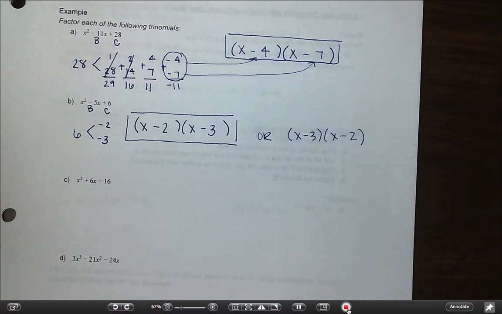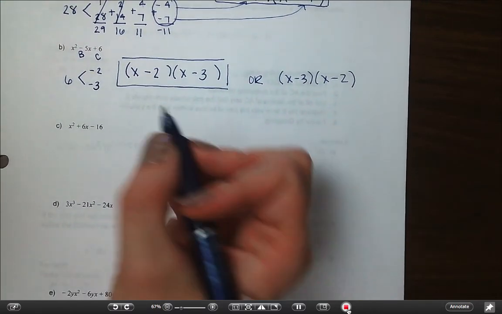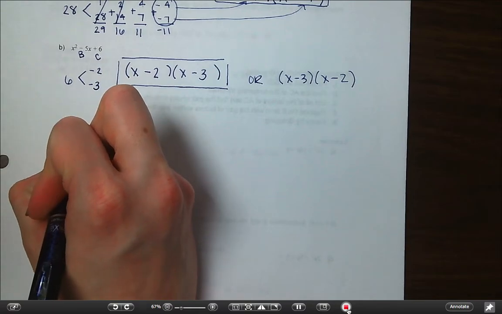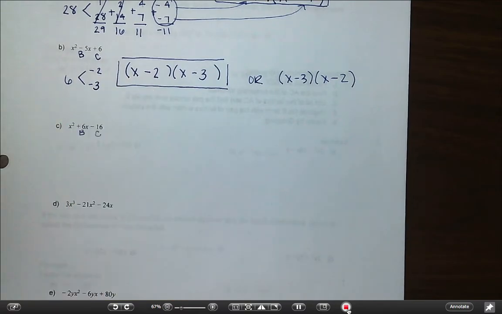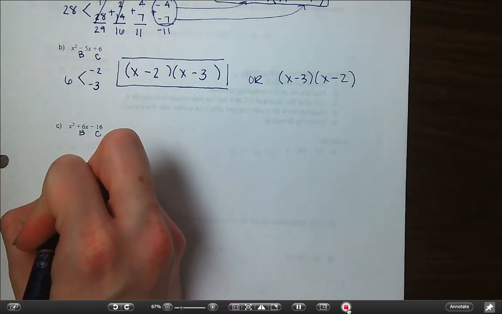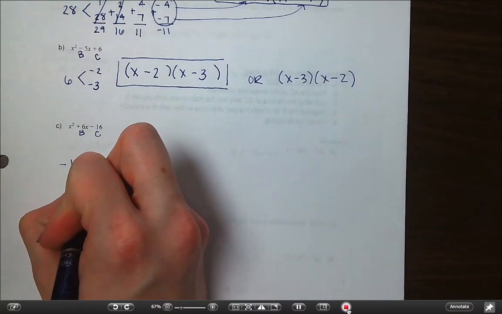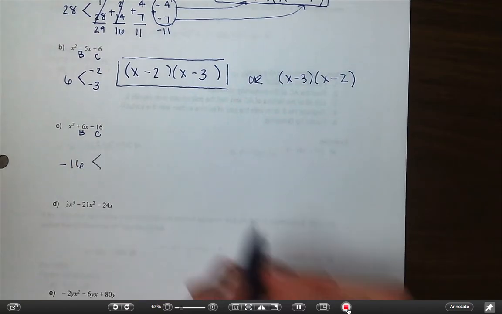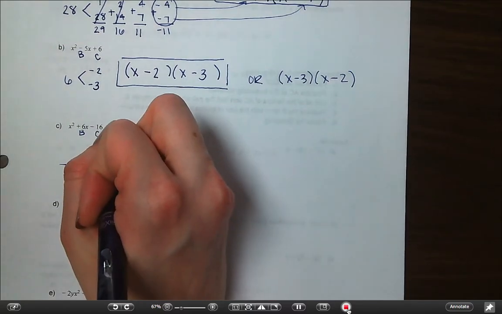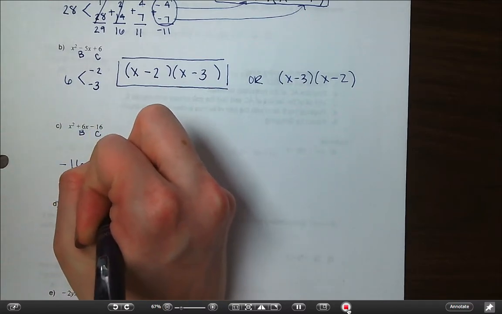All right, looking at c, x squared plus 6x minus 16. So 6 is our b. C is negative 16. So you're looking for the numbers that multiply to be negative 16 and add to be 6. All right, so let's start at the beginning. So we have 1 and negative 16. And those add to be negative 15.